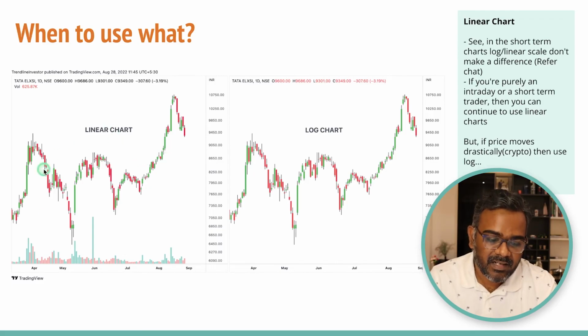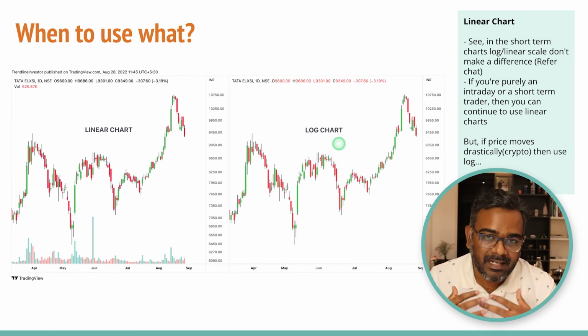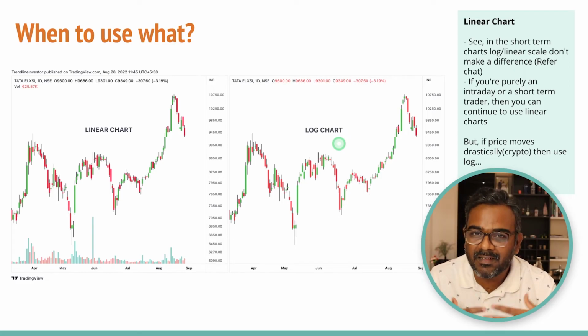Here in this case, I've taken the last few months of Tata Elxsi with log scale and linear scale. If you look here, in both cases the chart looks exactly similar, almost the same, and the reason is that the moves have not been that much. The stock price has not moved 10,000 times or whatever it is. It has moved probably a few percentage points, 20 to 30%, not more than that.